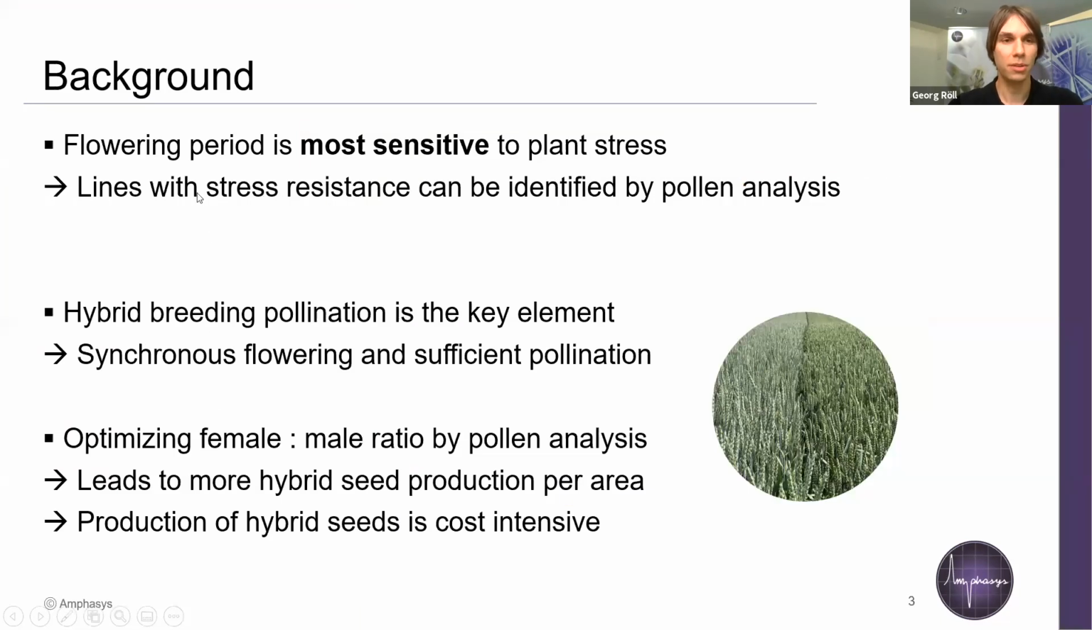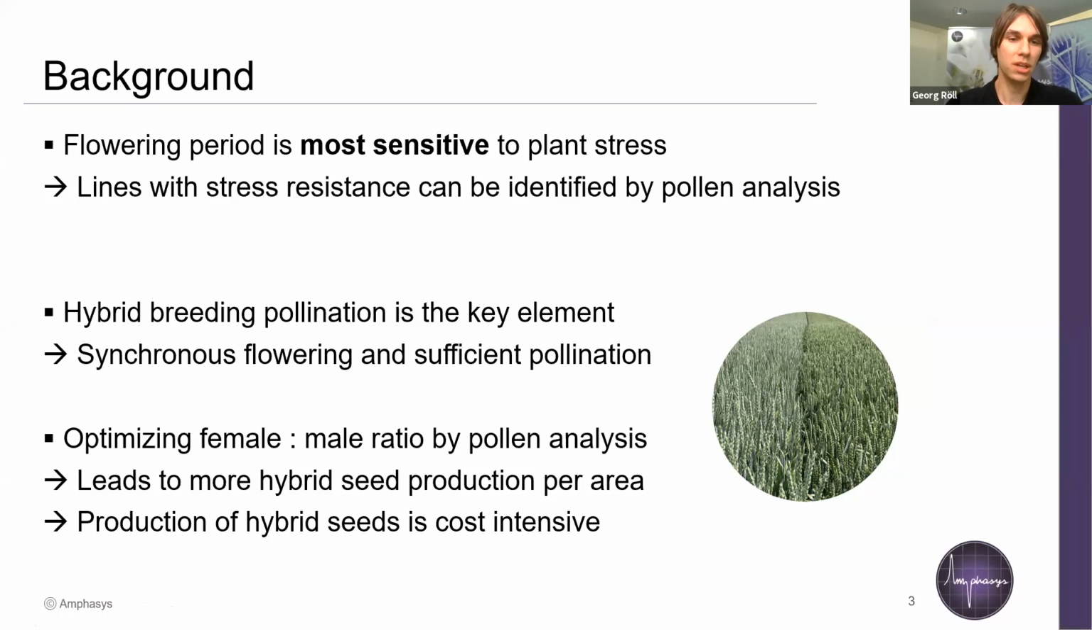So first, the background. We know that the flowering period is the most sensitive period to plant stress. That means lines with stress resistance can be identified by pollen analysis. And if we are focusing on hybrid breeding, then we know that the pollination is a key element. So we have to ensure that we have synchronous flowering and sufficient pollination.